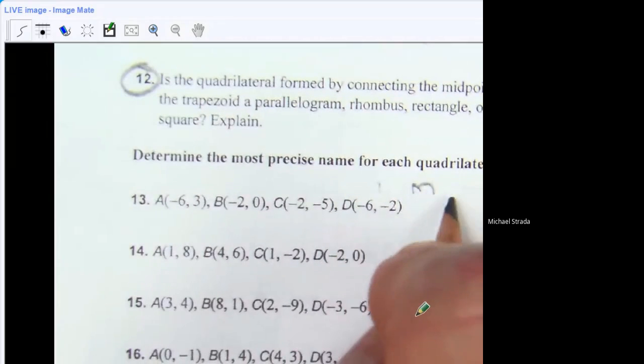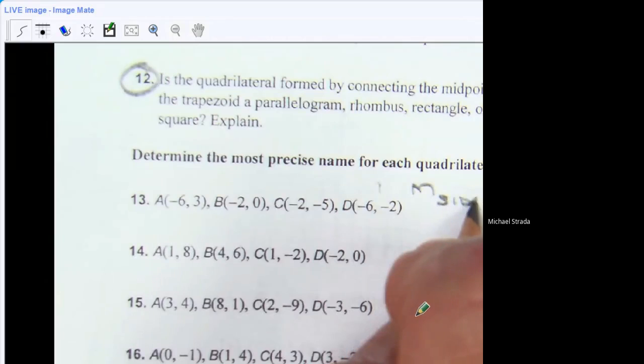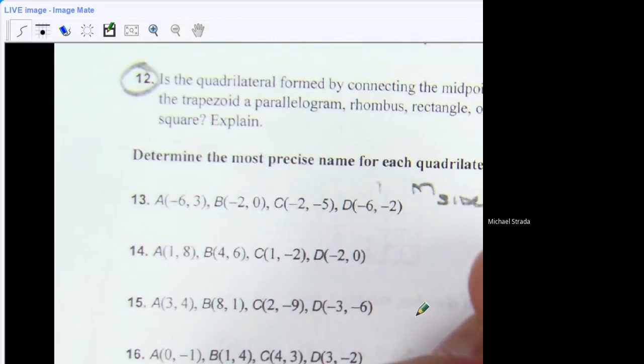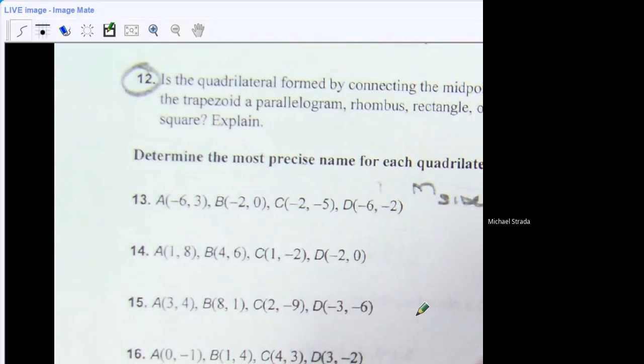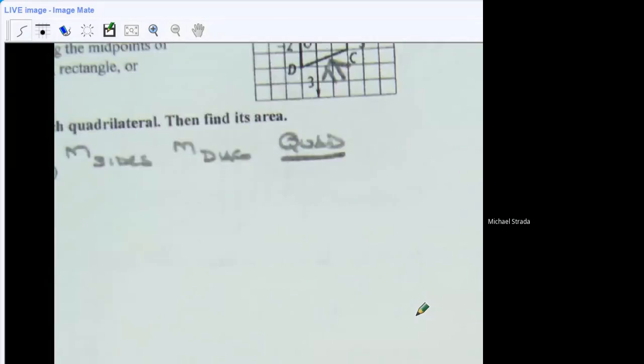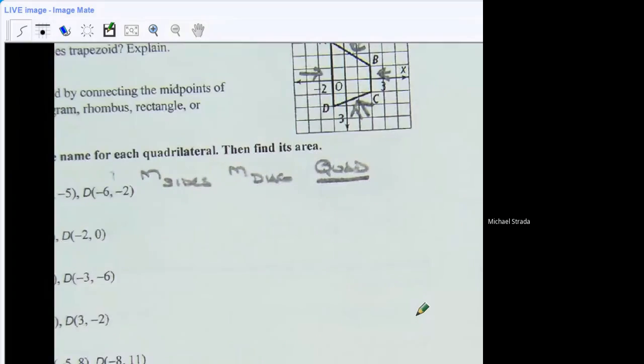M stands for slope, so find the slope of the sides, the slope of the diagonals, and the type of quadrilateral. If you want to use the distance formula instead, feel free to just show that. All right.